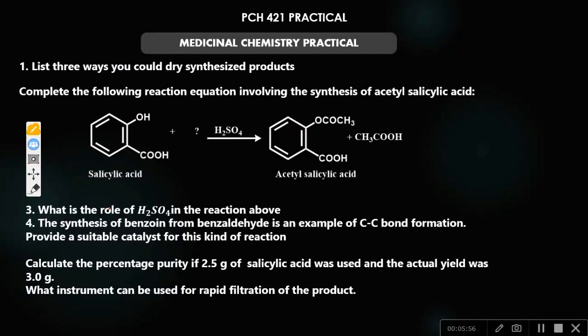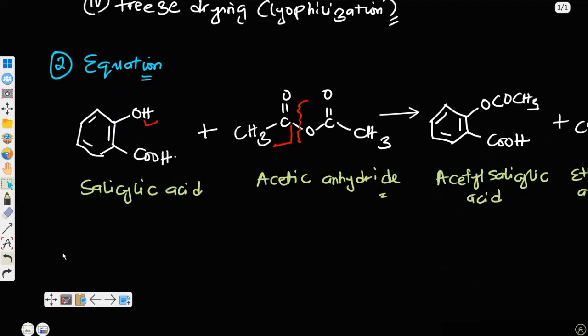Question number 3. What is the role of H2SO4 in the reaction? That's question number 3. So we come here, answer number 3. What do you think is the role of H2SO4? The role of H2SO4 is that H2SO4 is a catalyst.